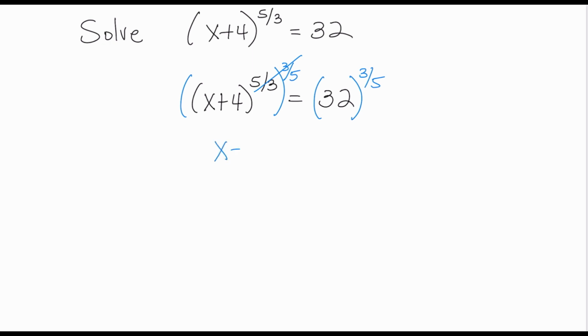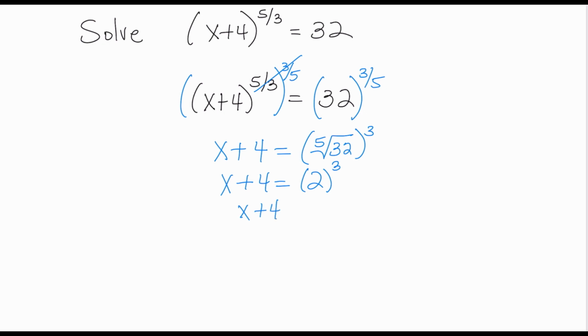That is going to cancel out on the left-hand side those exponents. So now I'm left with x plus 4 is equal to 32 to the 3/5 power, which means the 5th root of 32 cubed. The 5th root of 32 is 2. 2 times itself 5 times is 32. So now I'm left with 2 to the 3rd power. x plus 4 is equal to 8. So x is equal to 4.